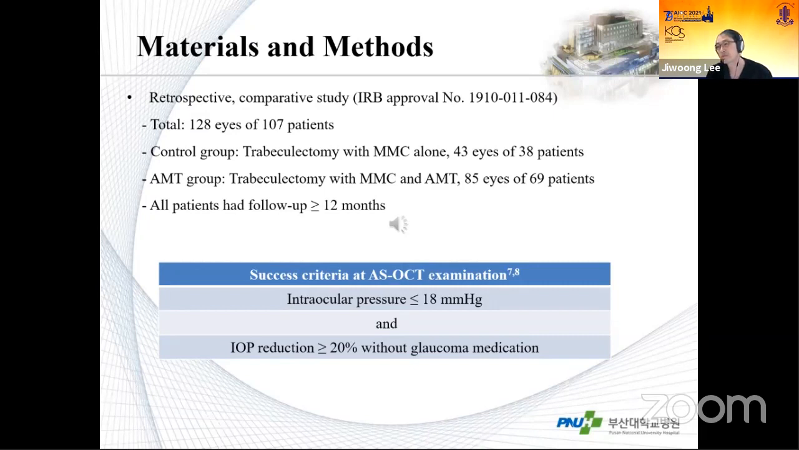43 eyes of 38 patients were included in the trabeculectomy with mitomycin C group, and 85 eyes of 69 patients were included in the trabeculectomy with mitomycin C and AMT group. All patients had follow-up of more than 12 months, and the success criteria at the ASOCT examination were IOP less than or equal to 18 mmHg and IOP reduction of more than 20% without glaucoma medication.